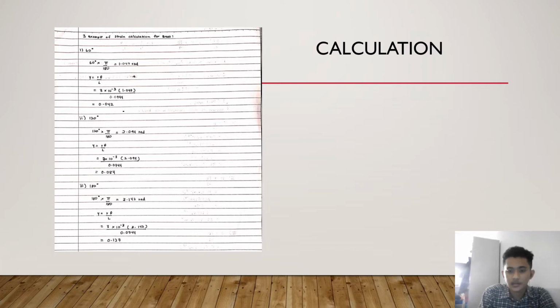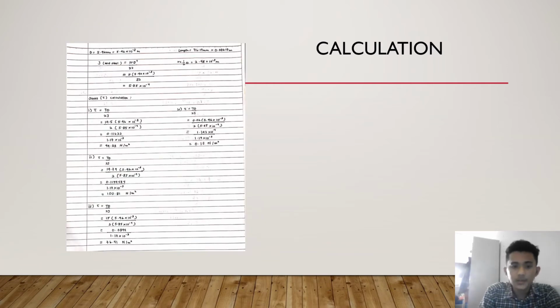Since there are 14 readings, here I show you 3 examples of how to calculate the strain for brass. The first one we will get 0.042, the second one we will get 0.084, and the third one we will get 0.127.